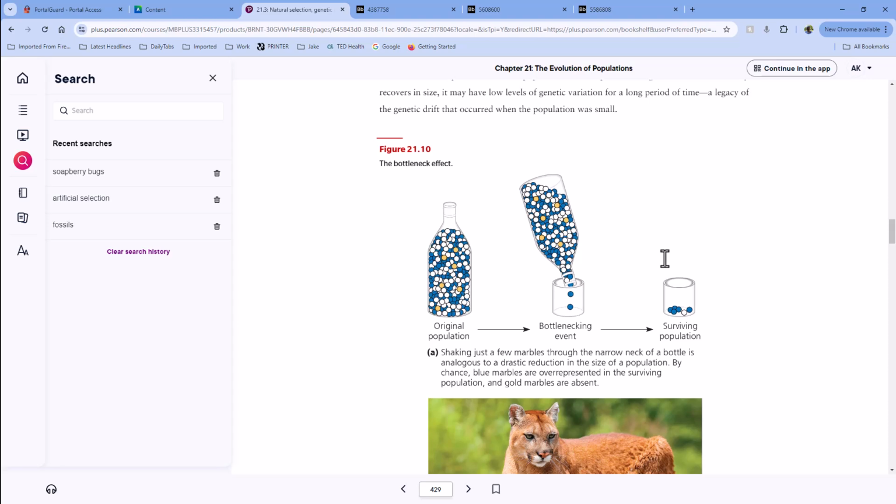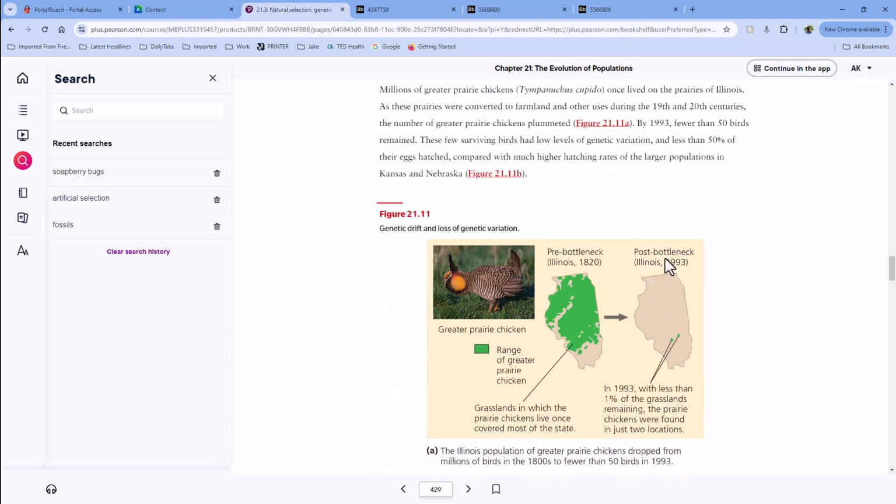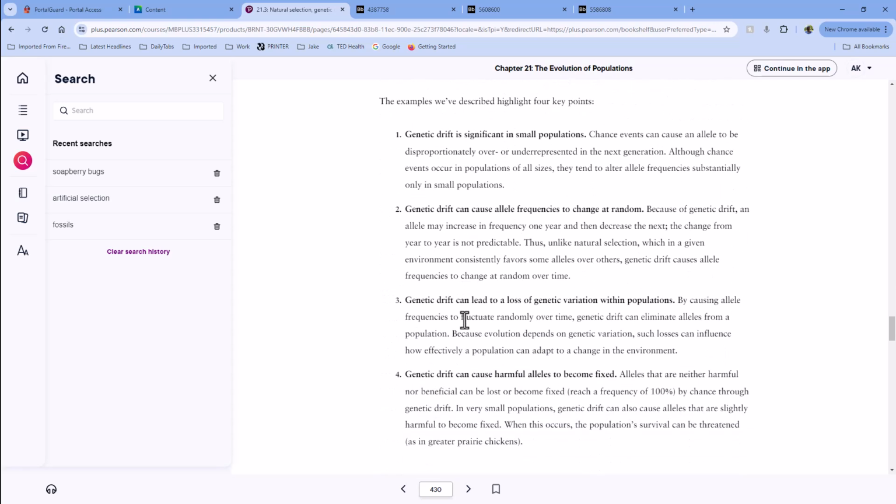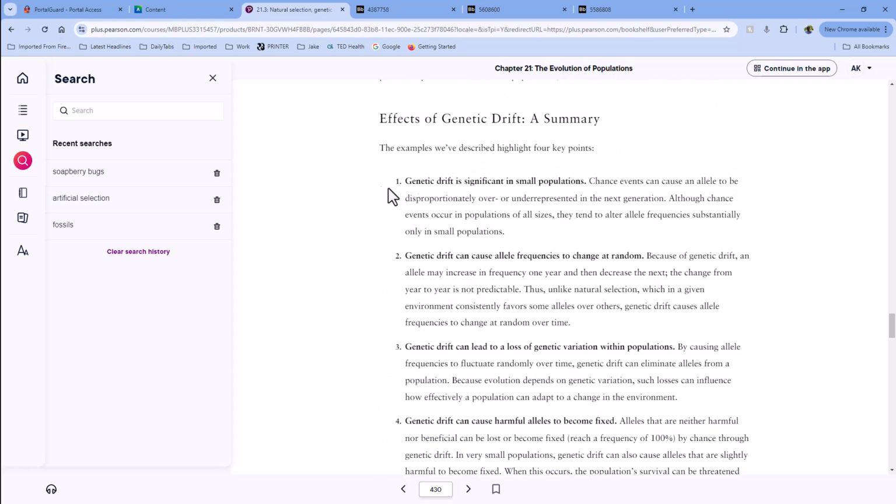And then bottleneck effect, that's when you have a rapid decrease in the population. Our prairie chicks were one of the things that we looked at with genetic drift and the bottleneck effect. And so things that really lead to genetic drift are the small populations, and that drift can cause allele frequencies to change at random, genetic variation within populations, and then the harmful alleles become fixed because the population got so small. And so here is your genetic drift in a summary, page 430, just what I mentioned.